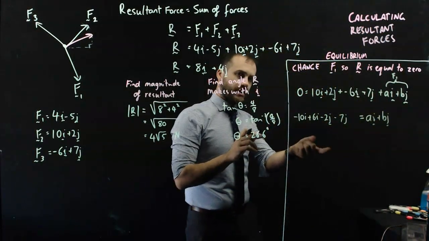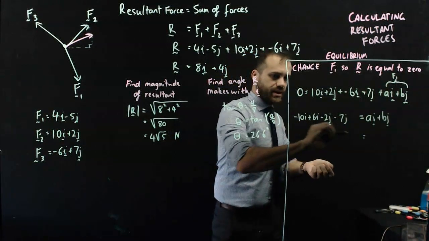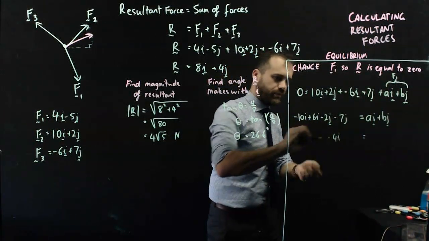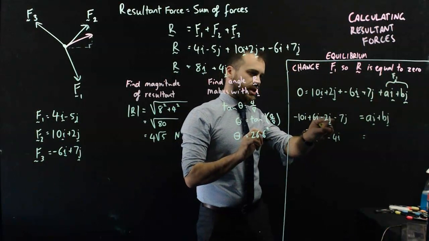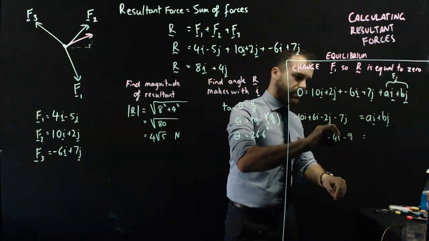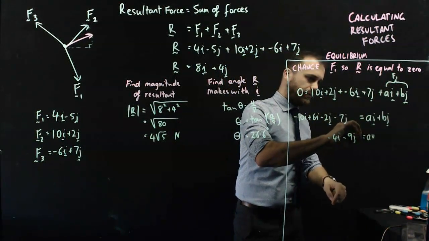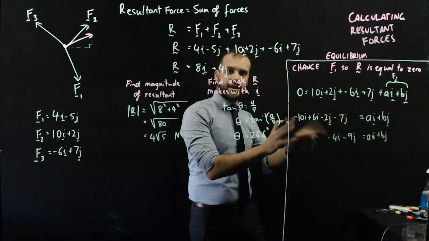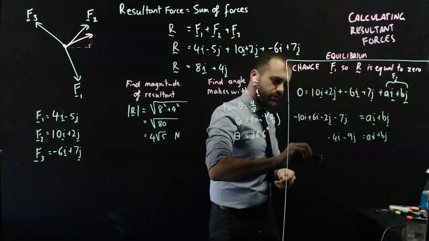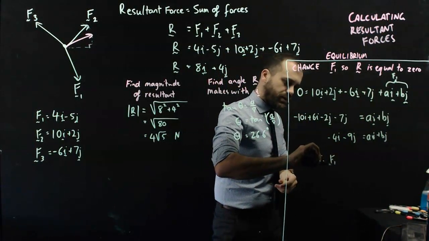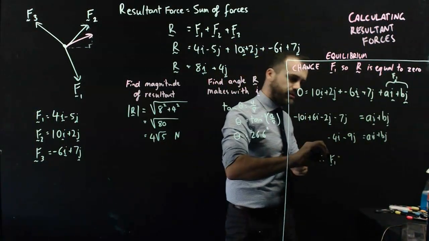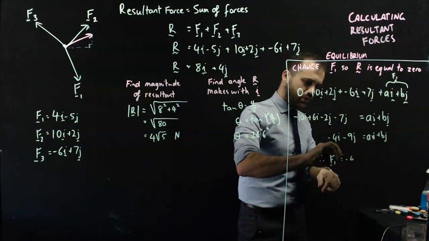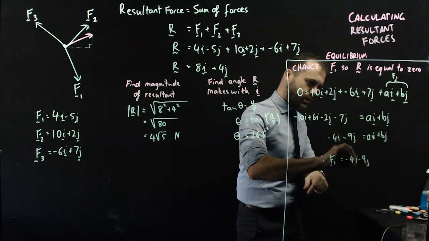Okay, negative 10i plus 6i is negative 4i. And negative 2j minus 7j is negative 9j. And we're pretty much done here. So therefore, force 1 required for equilibrium should be negative 4i minus 9j.